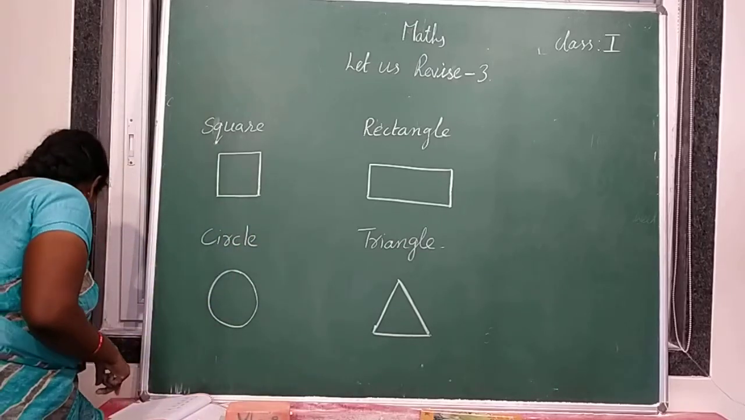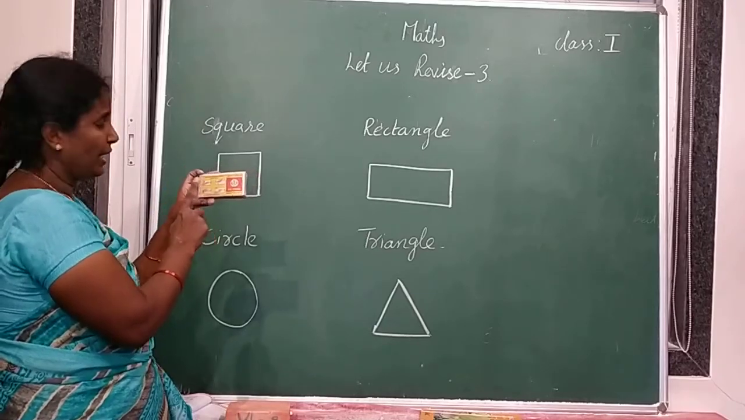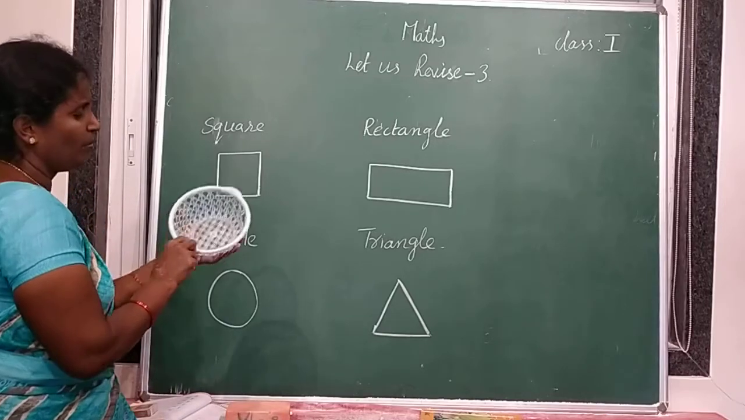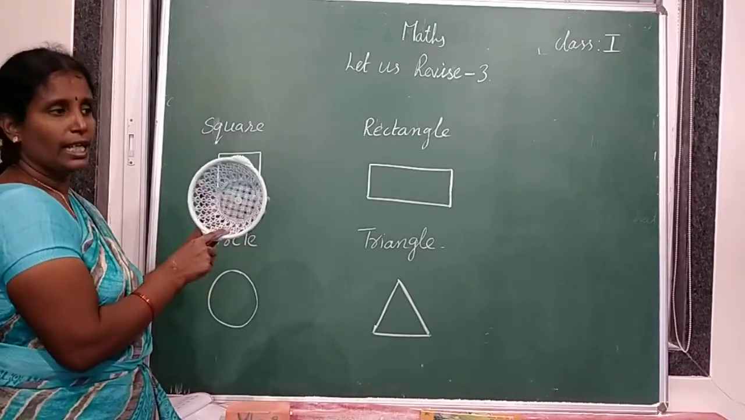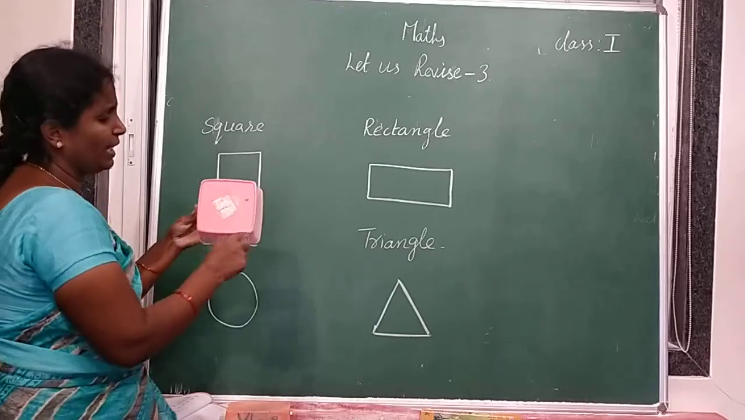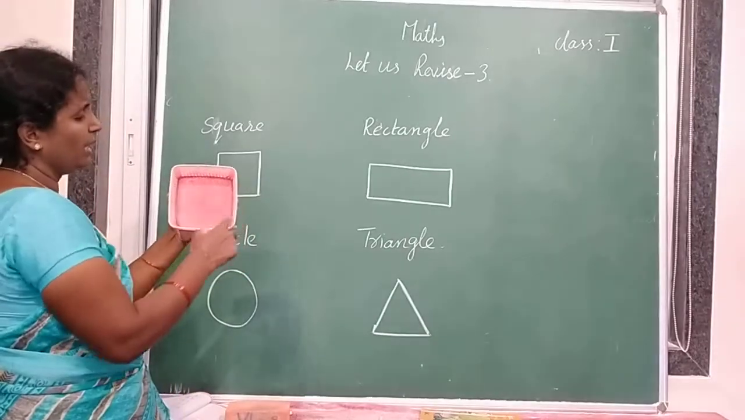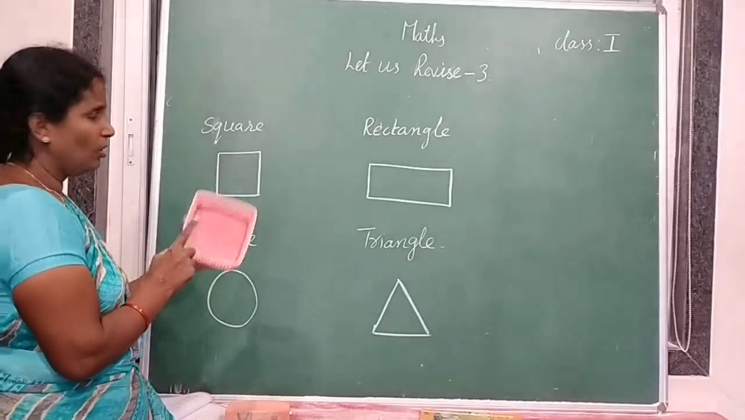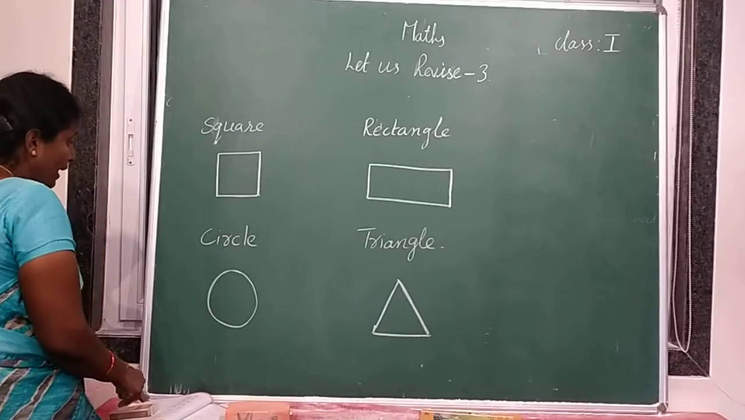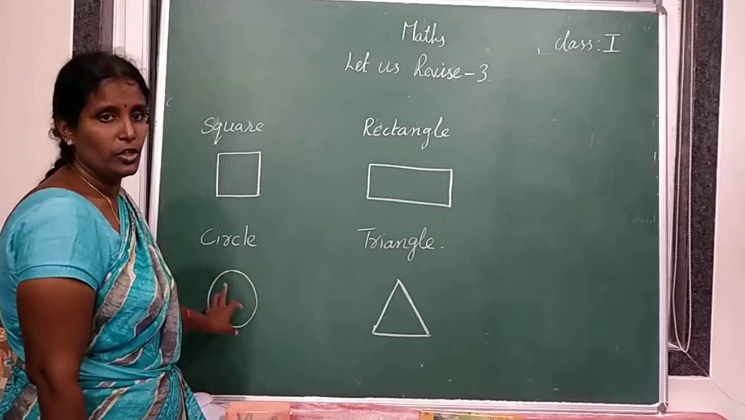What is this shape? Rectangle shape. And this is in which shape? Circle shape. Next, this is in which shape? It looks like a square. And from this side also it looks like a square. Okay. Next, bangle in which shape? Bangle in circle shape.